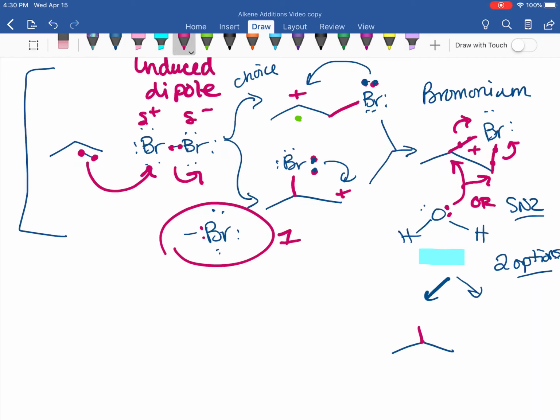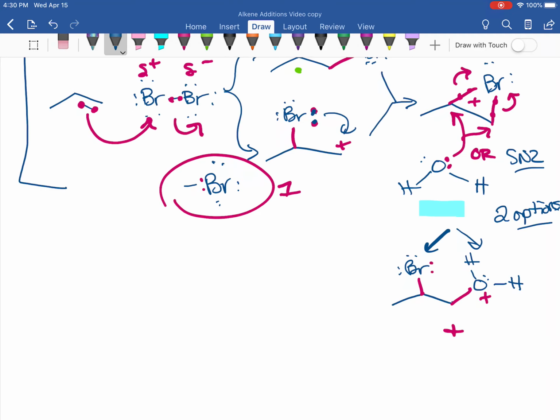What happens this time if water opens that ring? Well, we're going to end up with a bromine here and a water there. Okay, we end up with some charges here. Bromine got a lone pair back. Oxygen is now sharing a lone pair it's not used to. And we can have two options there, right? Can't water go in on either side? So we also can form this.